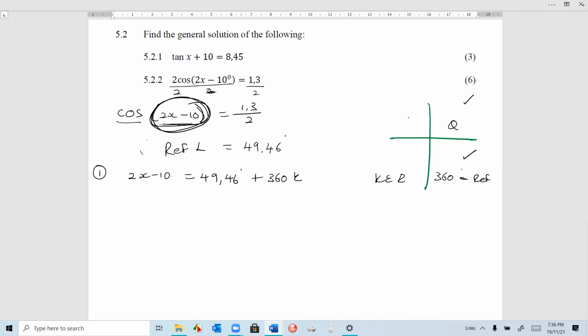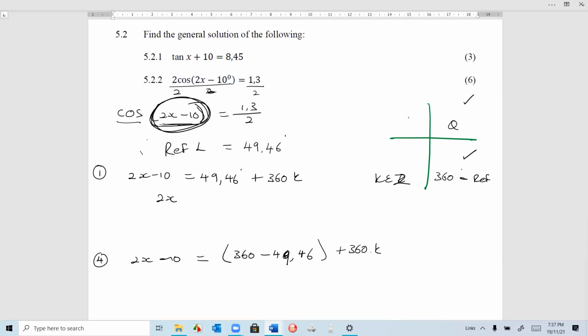Now that is in quadrant 1. But we know that cos is also positive in quadrant 4. So in quadrant 4, 2x minus 10 is equal to 360 minus the 49.46, plus 360k. Now we've said k is an element of Z, so we don't have to write it again. Now, calculators out. Let's go to the first one.